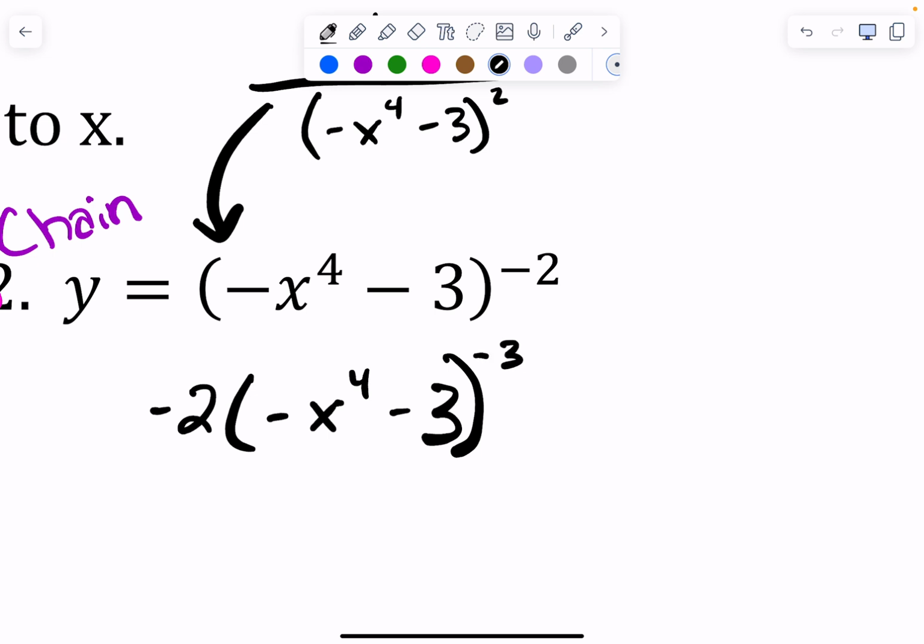But now, the only difference is that would be the power rule. Now we would be done. But now we have to multiply by the derivative of the inside. What's the derivative of the inside? Negative 4x to the third. Negative 4x cubed. And the 3 goes away.